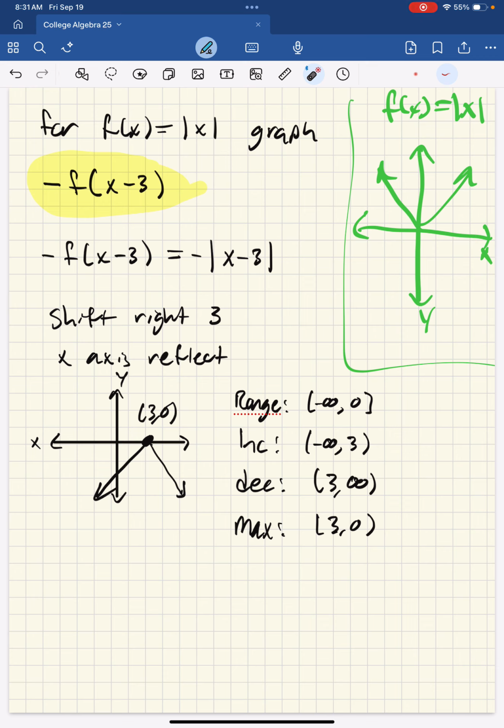Then we could give the range of this function. The range is the set of all possible outputs. So that would be from negative infinity to 0, including 0. The function is increasing from negative infinity to 3, decreasing from 3 to infinity. And we have a maximum, which is a turning point that is above the immediate adjacent points, at (3, 0).